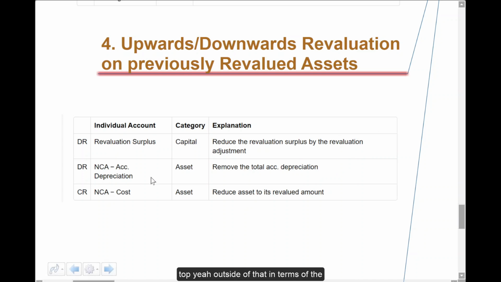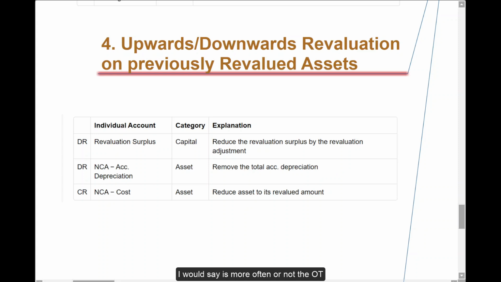Yeah. Outside of that, in terms of the debit to accumulated depreciation, we have to remove the accumulated depreciation as well. Okay. Now, the net effect of that is to cost. So we're reducing the asset to its revalued amount. So in effect, what we're talking about is the reverse of what we've seen up top. Okay? A little bit tricky, as I've said. Working the questions is going to make us focus in on the little nuances here.